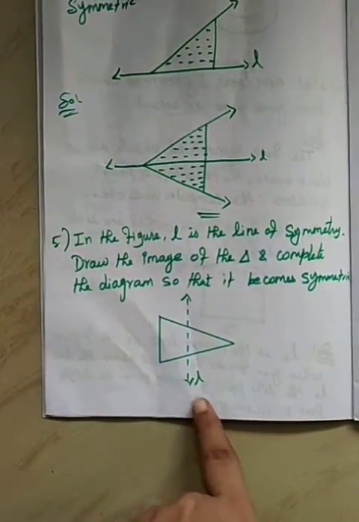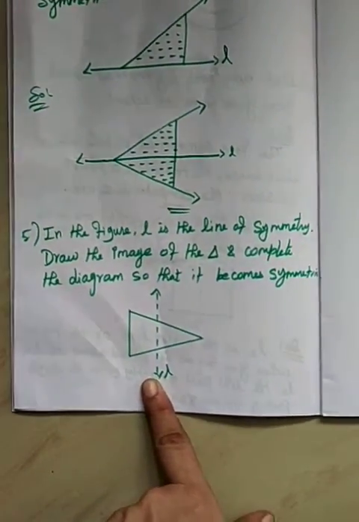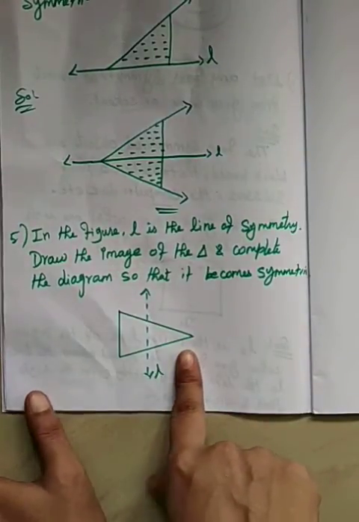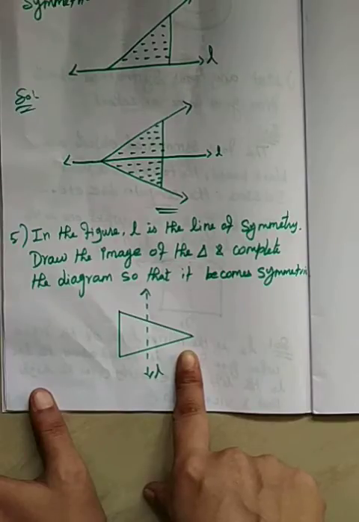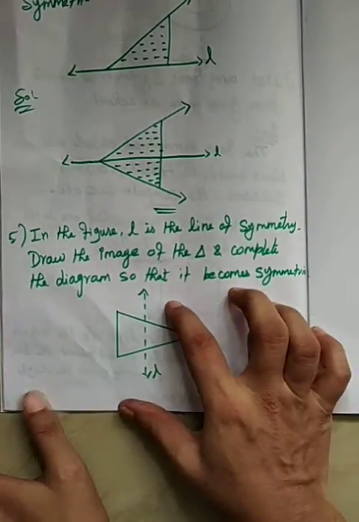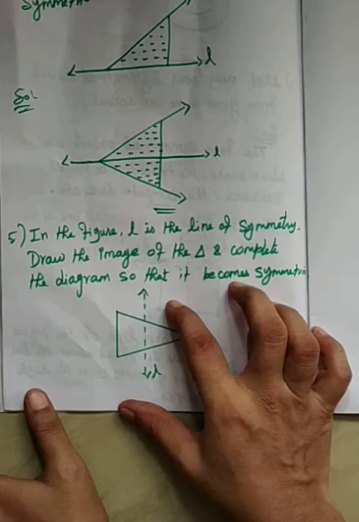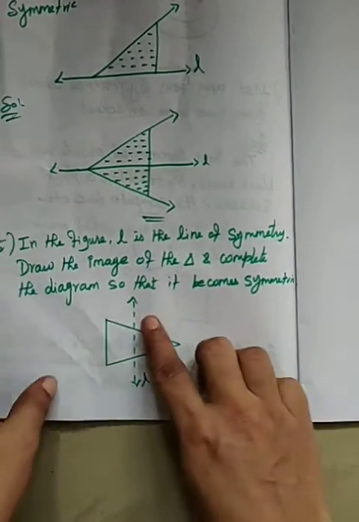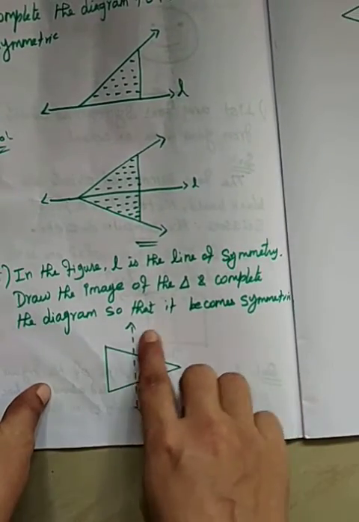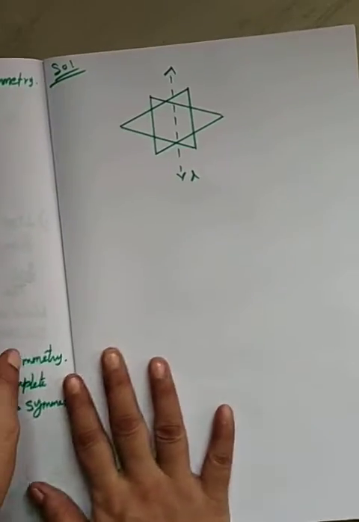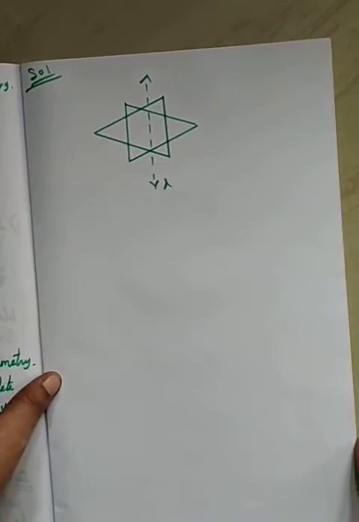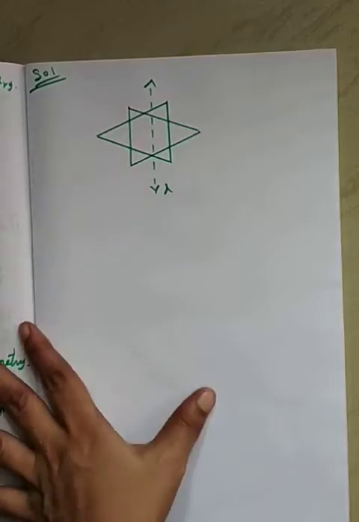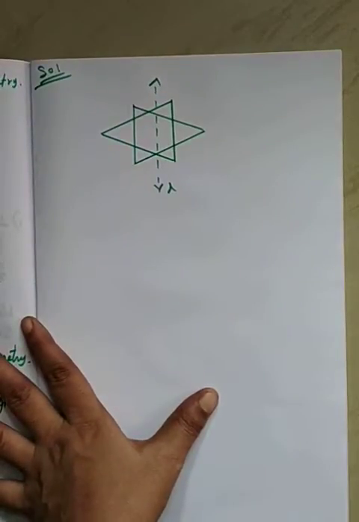Okay, see here. In the figure, L is the line of symmetry. Draw the image of the triangle and complete the diagram so that it becomes symmetric. So this is the given figure. Now you have to draw the symmetric, so how can you draw it? The same thing you have to draw on this line. Another triangle you can make. That means the right-angled triangle may be drawn as follows to make it symmetric. Everybody clear? Okay.